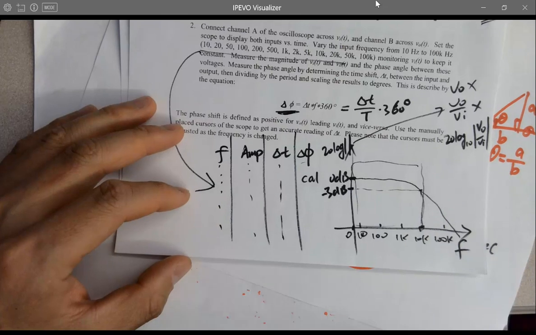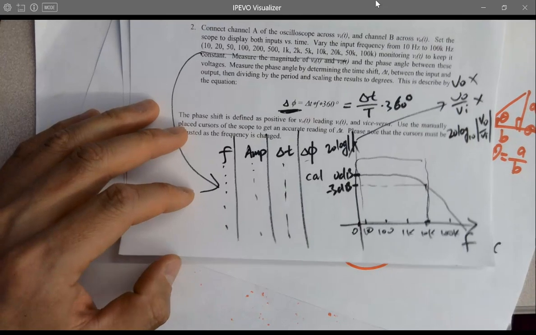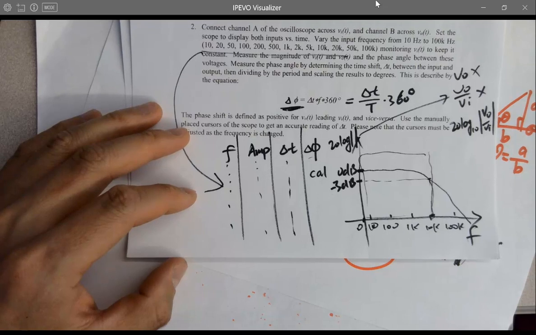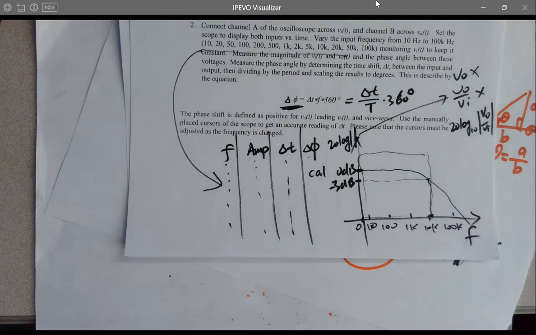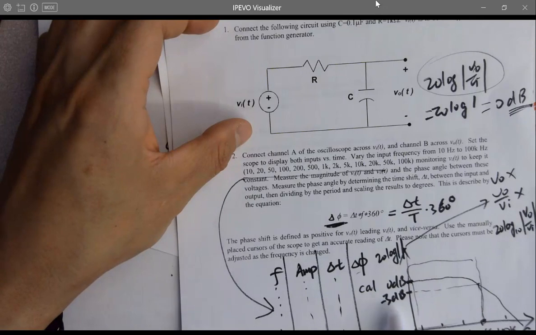So how to find out the 3 dB frequency? In your measurement, how to find it? Do we have a frequency domain? No, it's just time. You got sound waves, right? So when you measure, you have to know when you are reaching 3 dB.